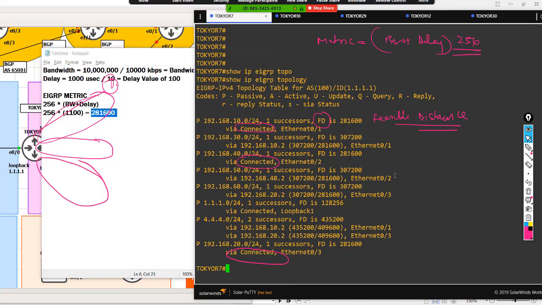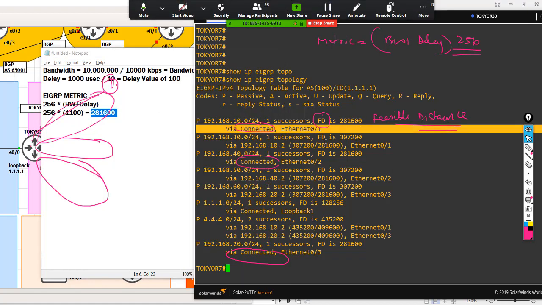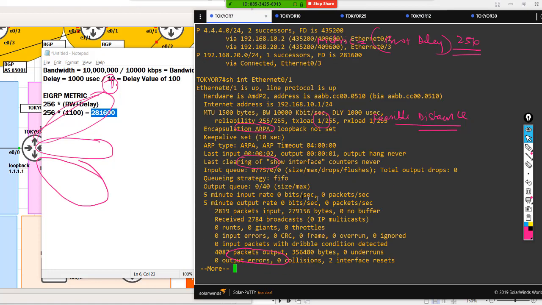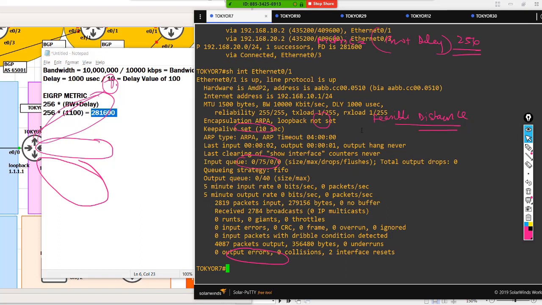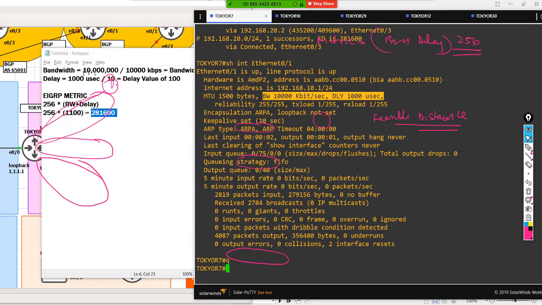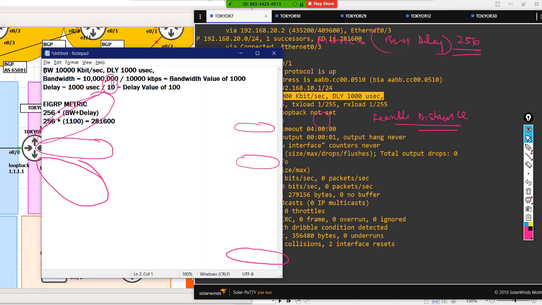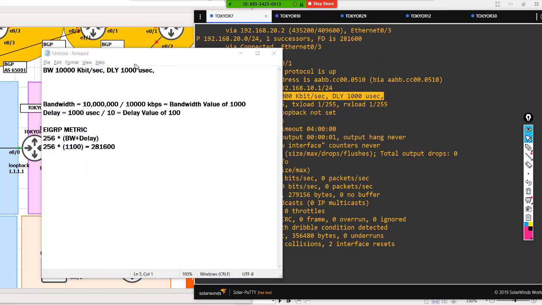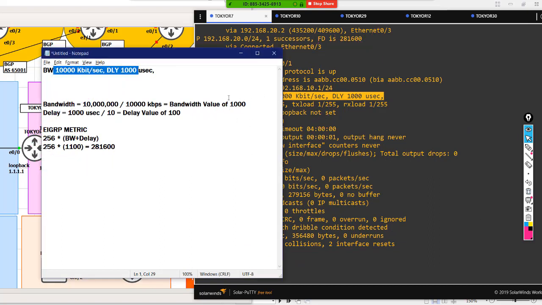On which interface are they actually reading this? It's on this interface. So I go to show IP, or I can do show interface. Now when I do show interface, I can get the bandwidth. This is the bandwidth and this is the delay. Delay is in microseconds, so that's what I have kept over here. So I have bandwidth and I have delay.